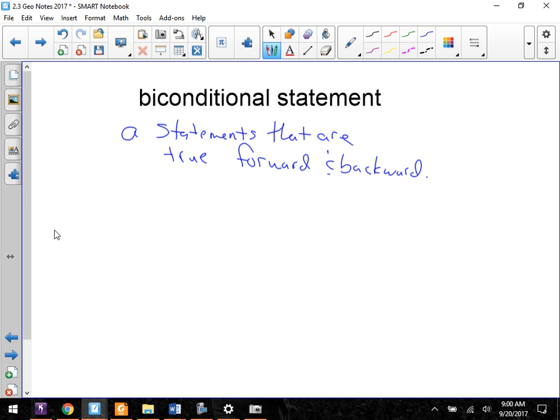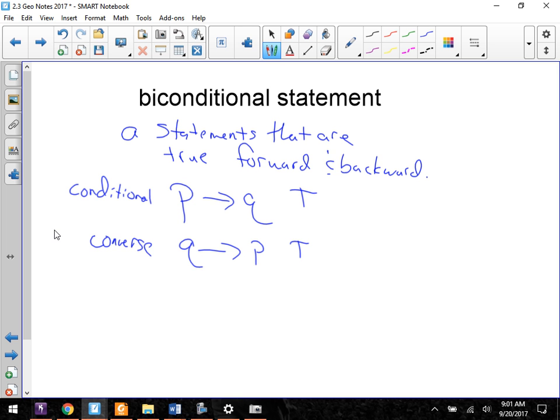Think of this in terms of P's and Q's. What's the initial way we go? Which is what in terms of P's and Q's? P implies Q, right? That means that is true, and then Q implies P is also true. So that's when you have a conditional. And then what was this one called? What's the second one called again? Converse.